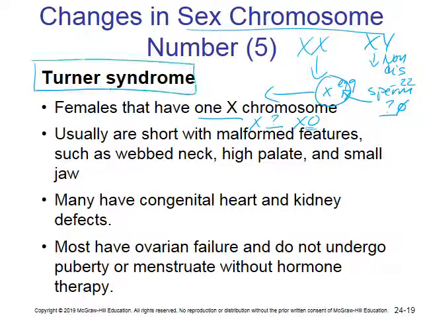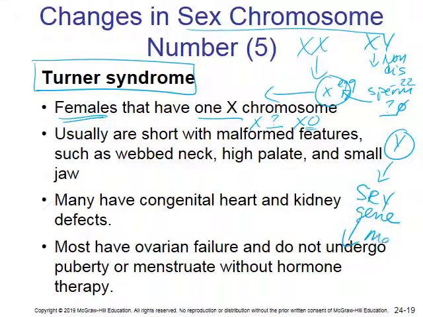This syndrome is called Turner syndrome, and they are always female because remember the Y chromosome has that SRY gene that I talked about earlier, and that's what triggers the development of the embryo into a male.